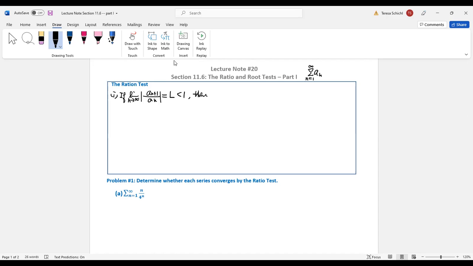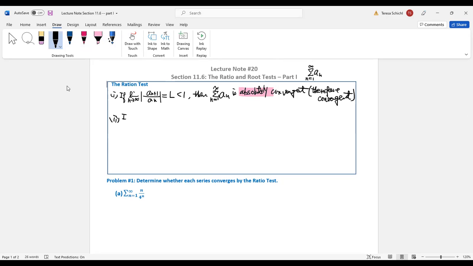Then we say the summation of a_n, n from 1 to infinity, is absolutely convergent. That's what we say is absolute convergence, and therefore the series is convergent, because we know absolute convergence guarantees convergence.